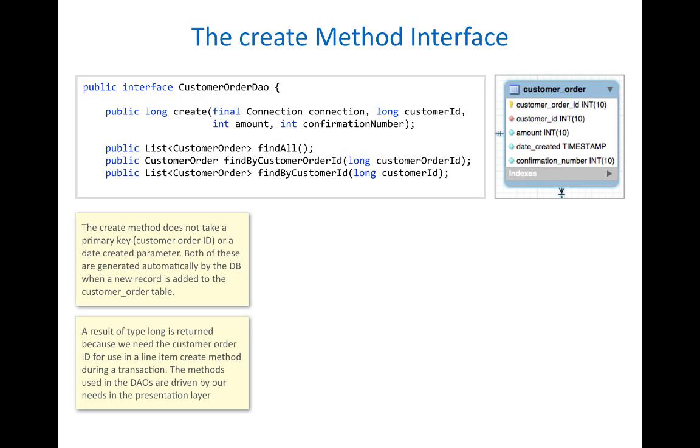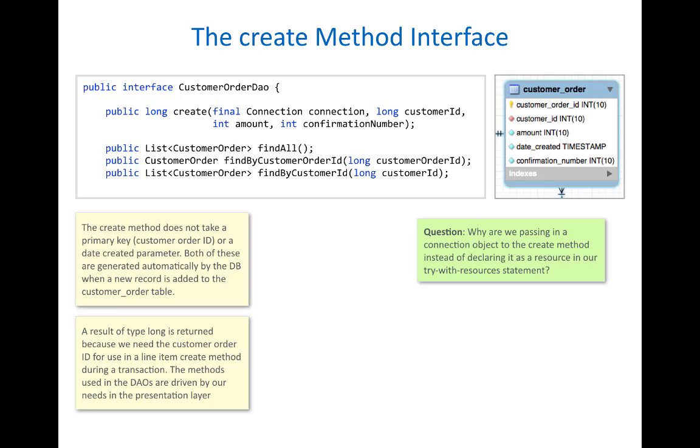As mentioned in the last slide, the primary key is returned because we need it for use in the line item create method. One other interesting thing about the signature of the create method is that it takes a connection, which leads us to ask, why pass in a connection instead of declaring it as a resource in our implementation?